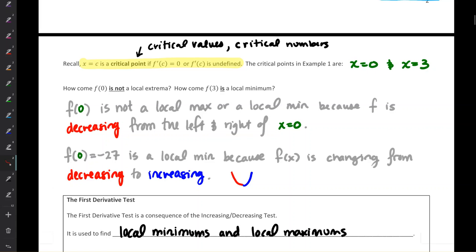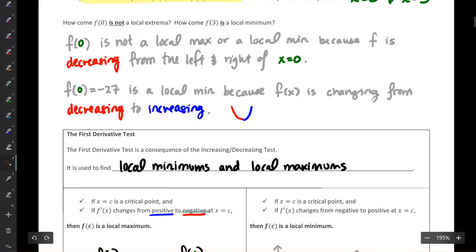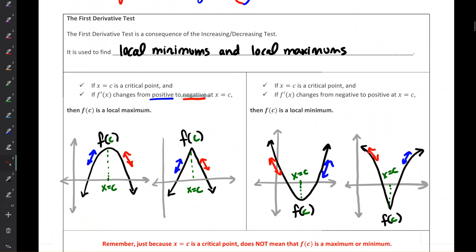Now, we really have done the first derivative test. The first derivative test is a consequence of my increasing and decreasing test. My first derivative test is to find local maximums and minimums. And we do that by interpreting these results from my increasing and decreasing test. So what are our options?